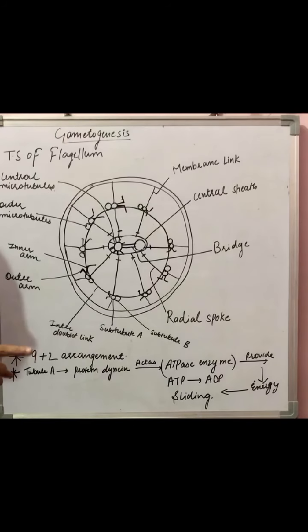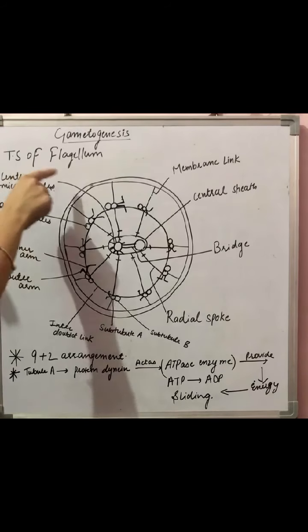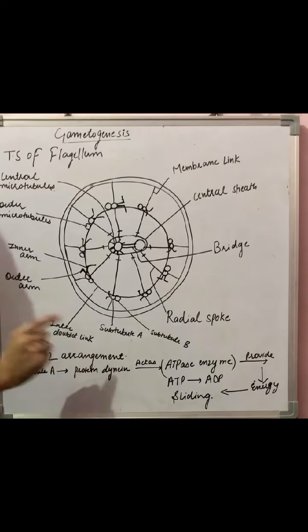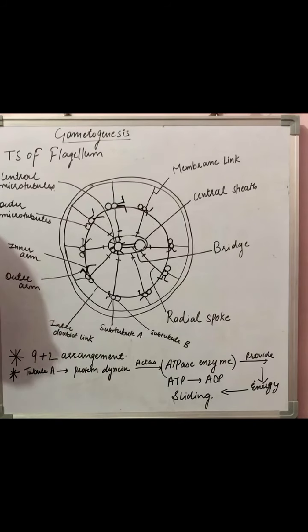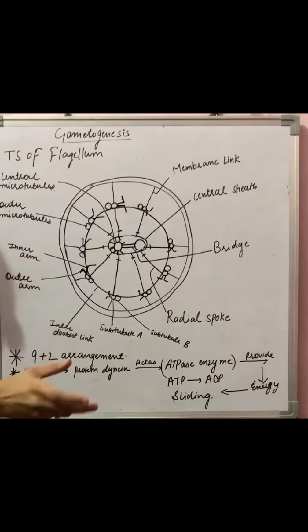In some cases, sperm is immotile, it is not able to swim, it is not able to move. So what is the reason behind it? In that case, the flagellum does not have the dynein protein. If there is no protein, there will be no sliding of the microtubules. And how is it that there is no protein?